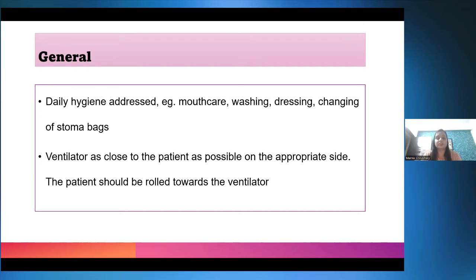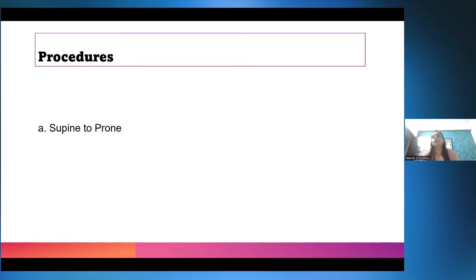Ventilator should be placed as close as possible to the patient on the appropriate side, and whenever we are rolling the patient to prone position, we need to make sure that the patient is rolled toward the ventilator. Now coming to our main procedure, prone positioning requires 2 procedures. Firstly, shifting the patient from supine position to prone position in the beginning of the procedure, and secondly, shifting the patient from prone to supine position after 12 to 14 hours. So firstly, we will discuss the steps of how the patient needs to be shifted from supine to prone position.